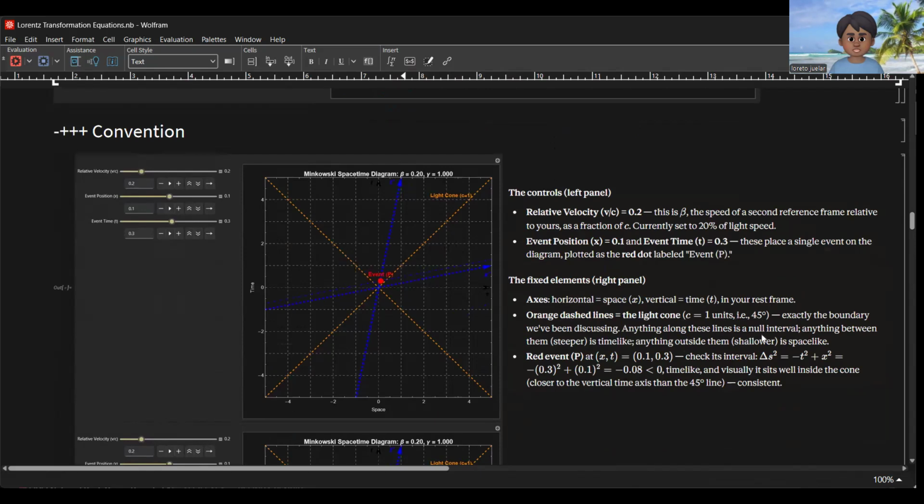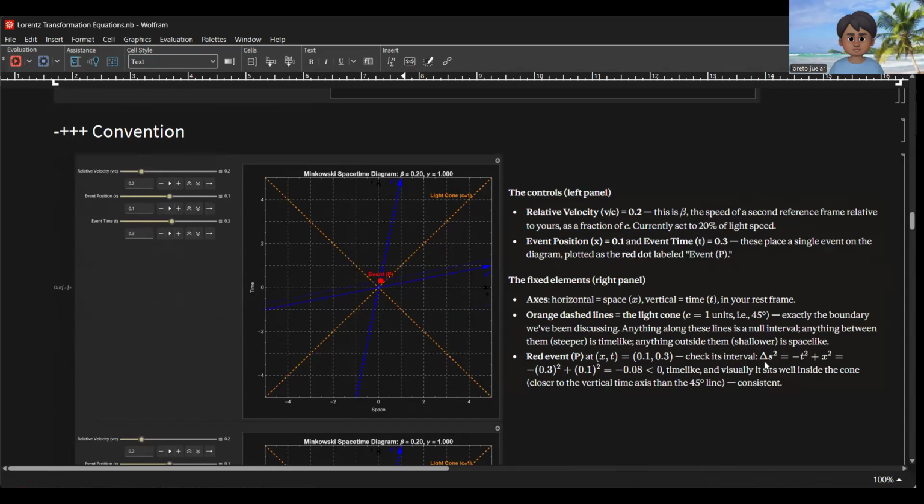Anything along these lines is a null interval. So anything between them, steeper, is time-like here. So anything outside them, shallower, is space-like. For example, here, for the red event here, P, the x here is equal to 0.1, and the time here is equal to 0.3.